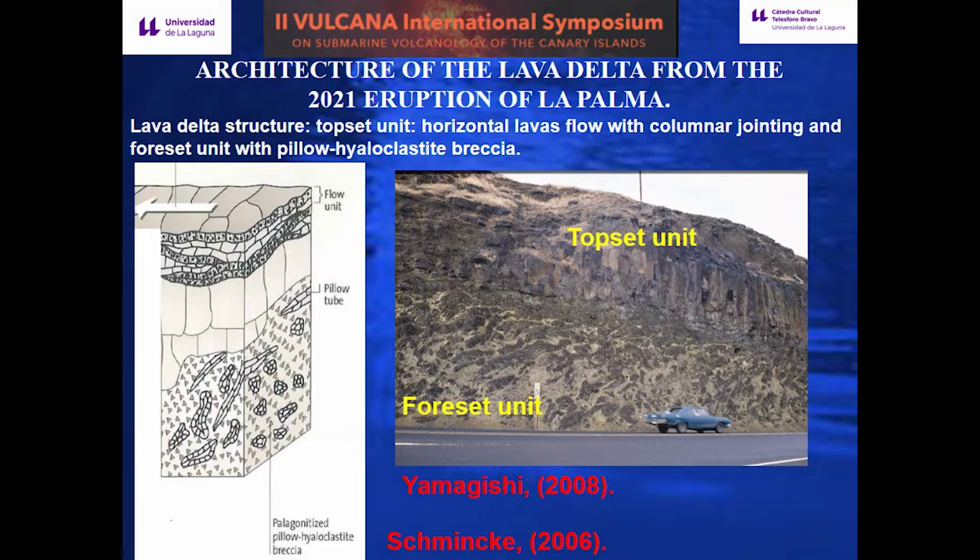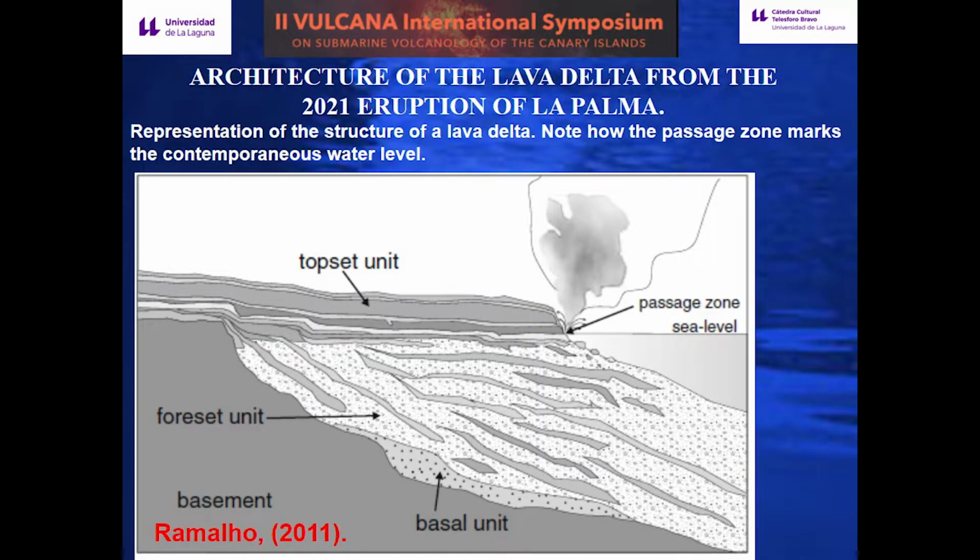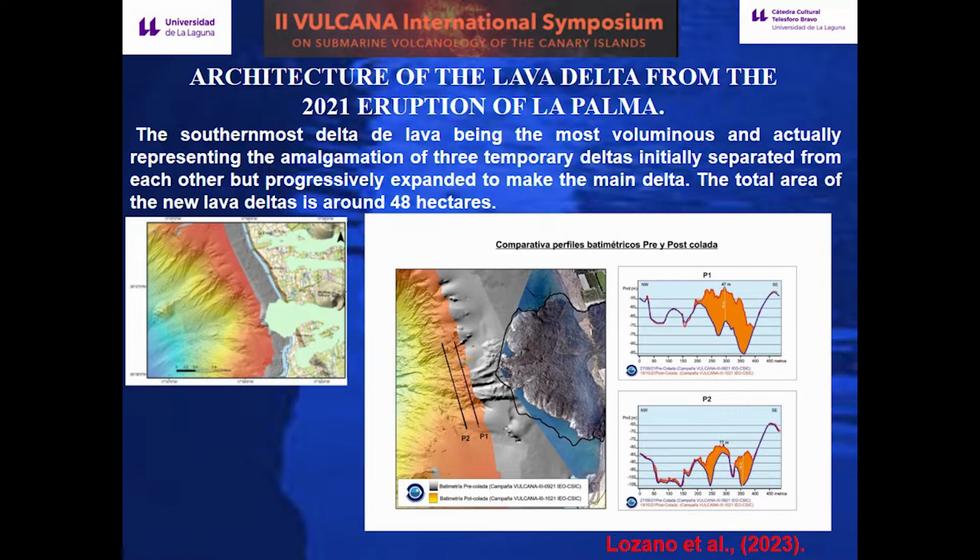Lava delta structure. In the lava delta, you can see 2 units. The top unit is a horizontal lava flow with columnar jointing, and the foreset unit has pillow lava and hyaloclastite breccia. You can see here the representation of the structure of the lava delta. Note how the passage zone marks the contemporaneous water level. The southernmost lava delta in this La Palma eruption is the most voluminous, actually representing the amalgamation of 3 temporary deltas initially separated from one another, which expanded to make the main delta.